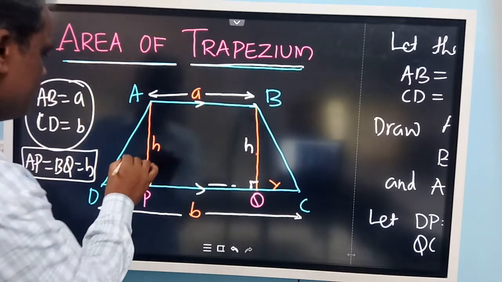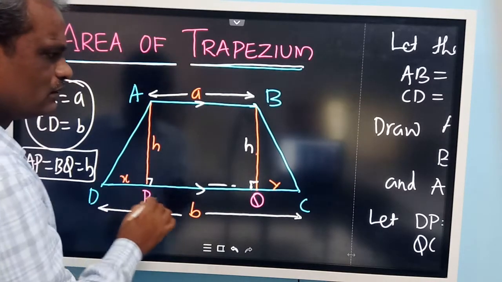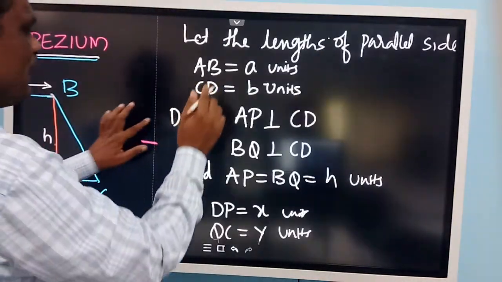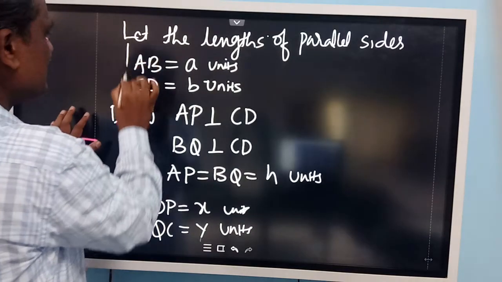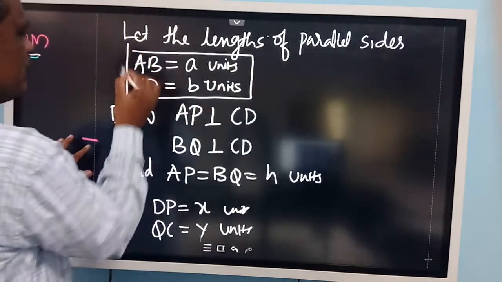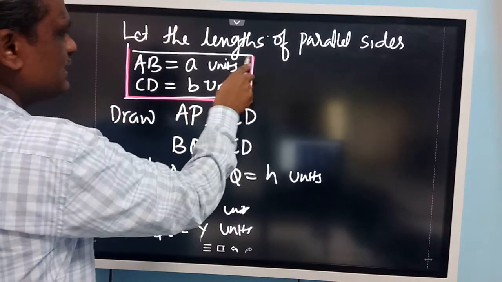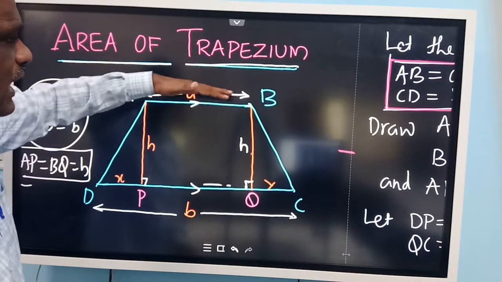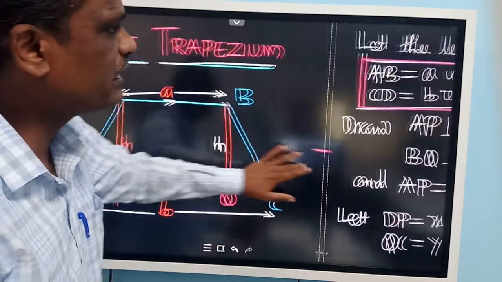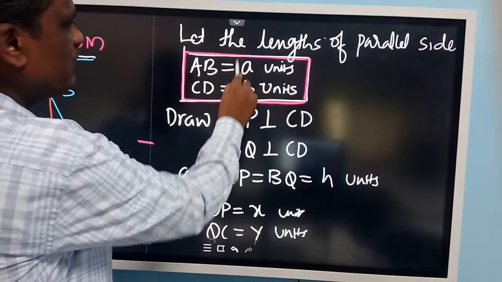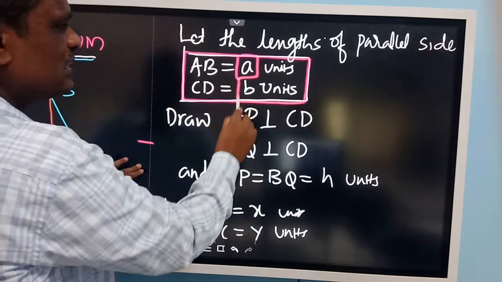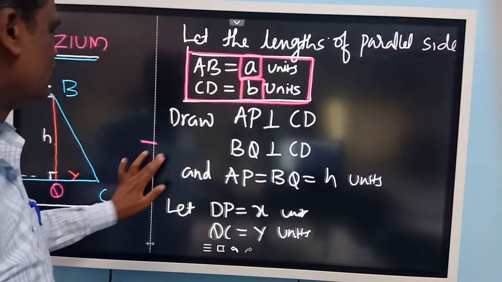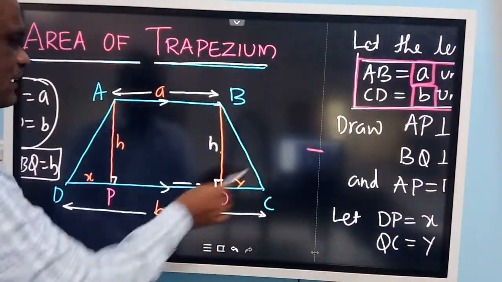For that, you need to find the area of this triangle. So let the lengths of the parallel sides be A units and B units. AB and CD are the parallel sides, and the lengths I have written here are A and B. So AB is equal to A, and CD is equal to B.